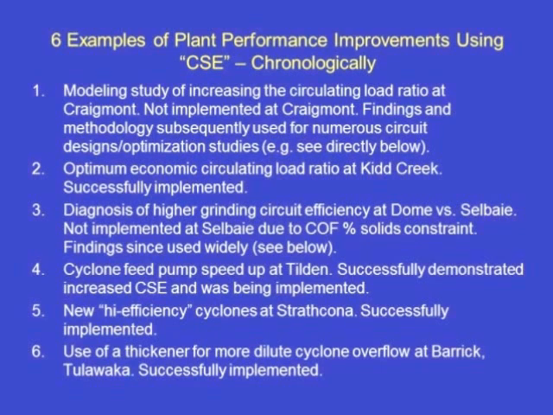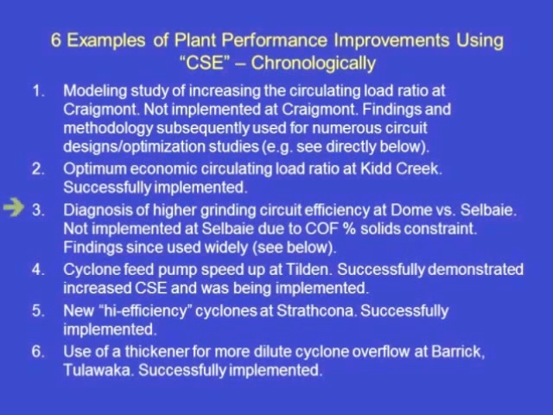There's at least 9 or 10 more I could go through with you. Some of them with successful outcomes in terms of significantly increasing the circuit and classification system efficiency. Some proved simply what we did had no benefit, always looking back at the classification system efficiency. The initial modeling study was not implemented at Craigmont because they were long out of business. But the optimum economic circulating load at Kid Creek was successfully implemented.